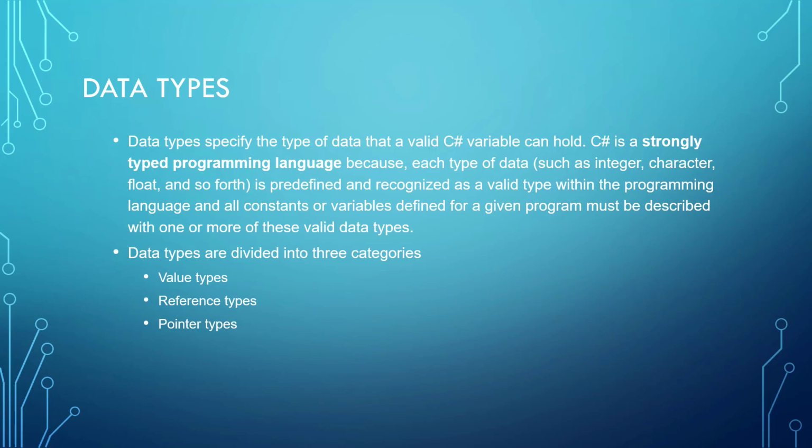So what are data types? Data types specify the type of data that a valid C# variable can hold. So a data type does exactly as the name infers. It defines the type of data that you're going to store in memory. Now, C# is a strongly typed programming language. And what that means is that once you define the type of data that you want to store in memory, it will not allow you to store anything else in that memory location except for that type of data.